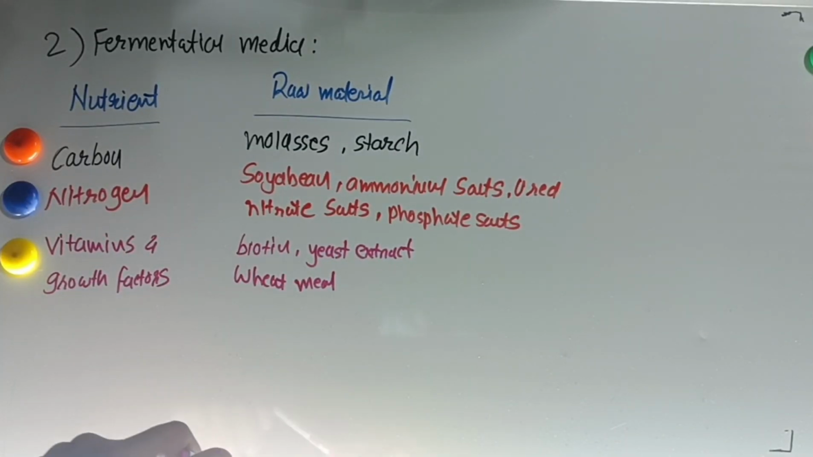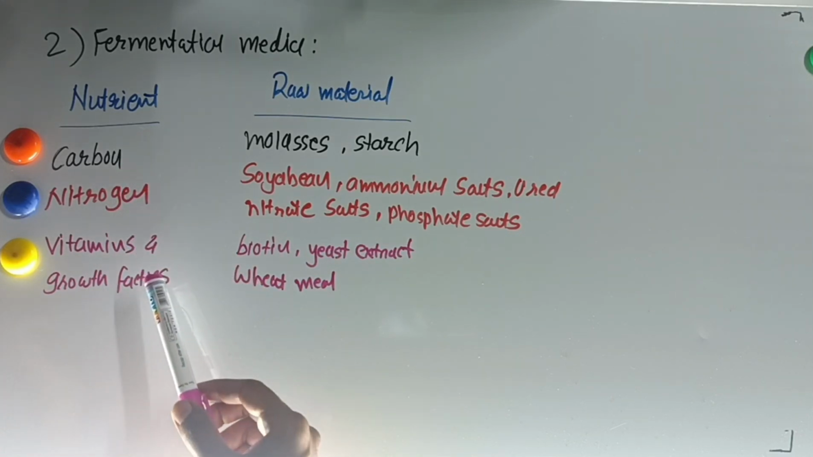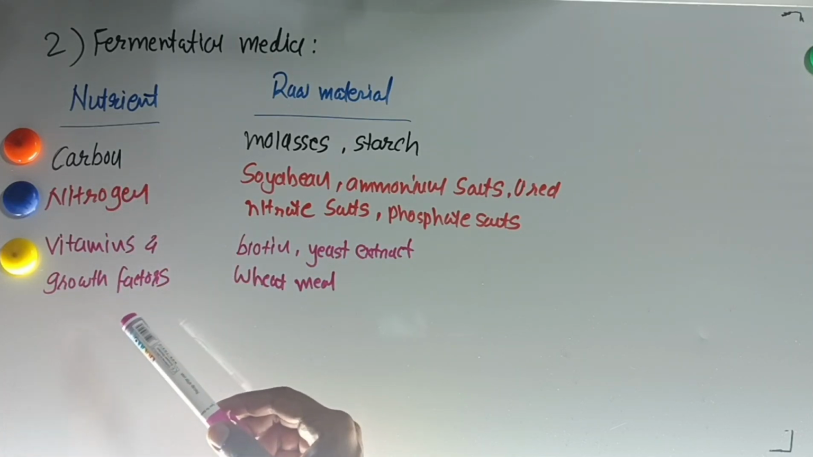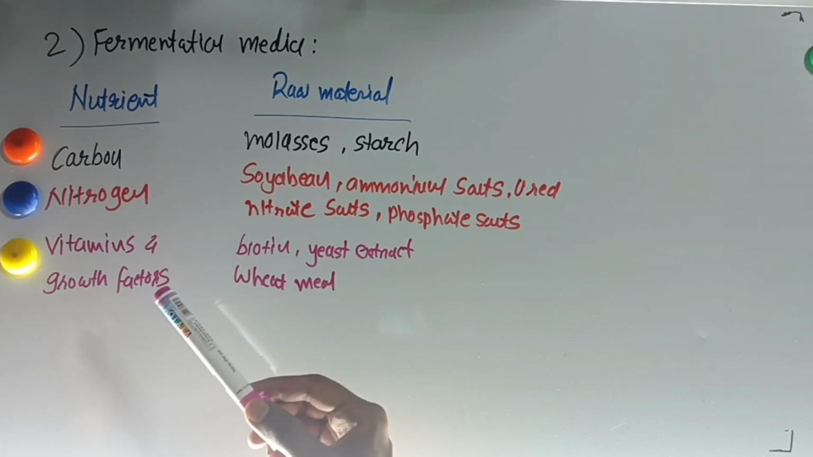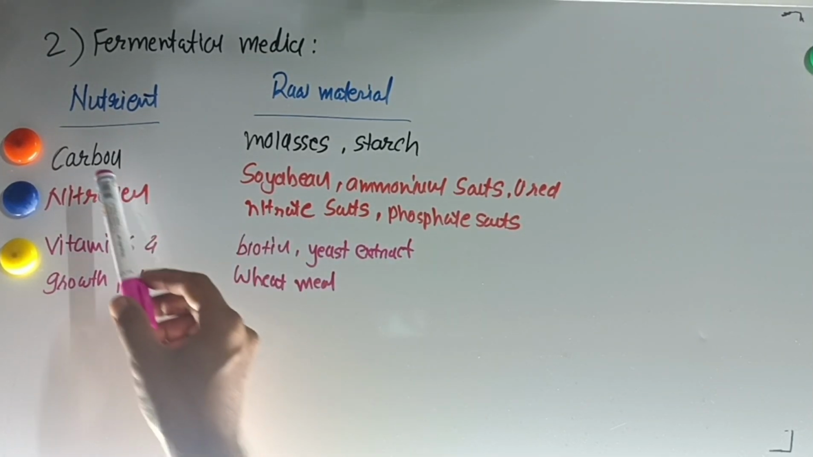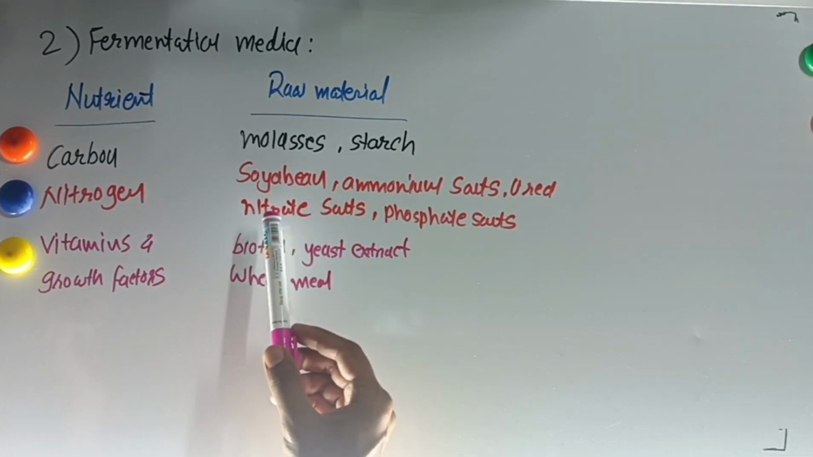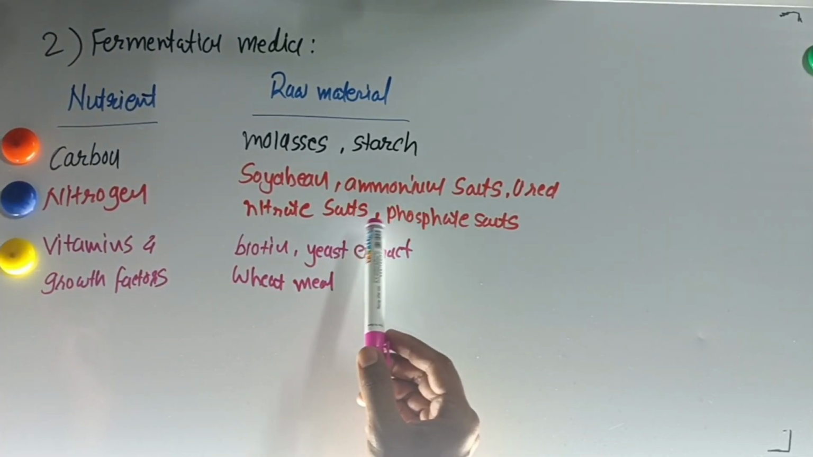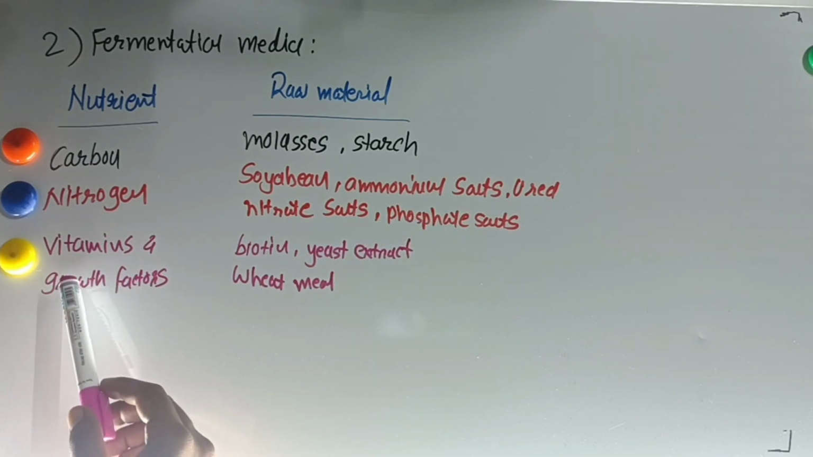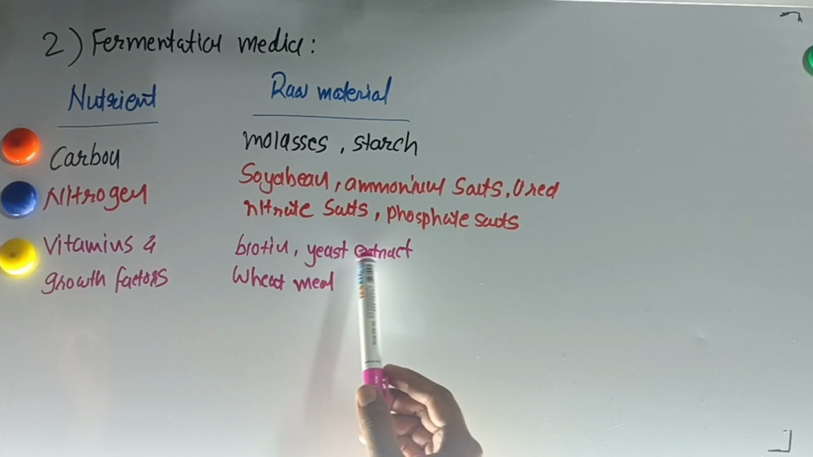Second, the fermentation medium. The organism requires nutrients for acceleration. Carbon, nitrogen, vitamins and growth factors are the nutrients required for the growth of the microbe. These nutrients are derived from raw materials: carbon is derived from molasses and starch, nitrogen is derived from soybean, ammonium salts, urea, nitrate salts and phosphate salts, and vitamins and growth factors are derived from biotin, yeast extract and wheat meal.